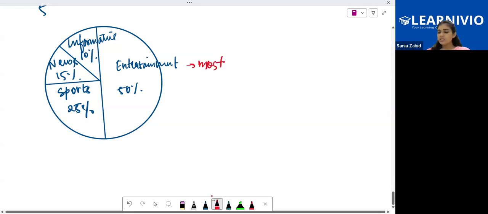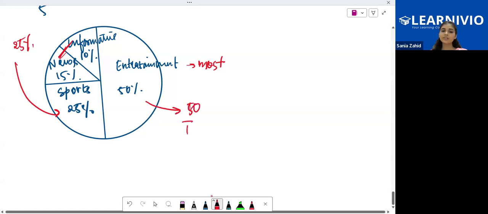Entertainment. Yeah, which two types of programs have the same number of viewers as those watching the sports channel? Can you repeat the question? Which two channels have the same viewers as the sports channel? Informative and news. Yeah, so when you add both of these, you will get 25%, which is equal to sports. Yes, ma'am. Right. Then also find the fraction.